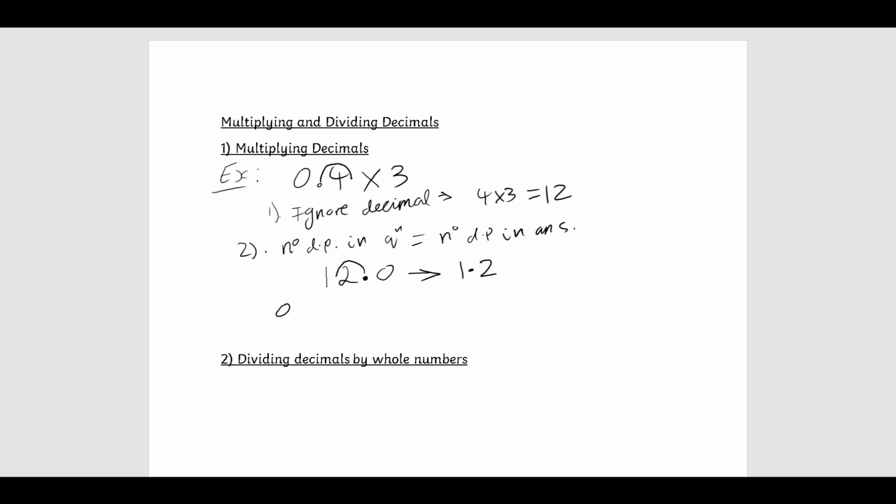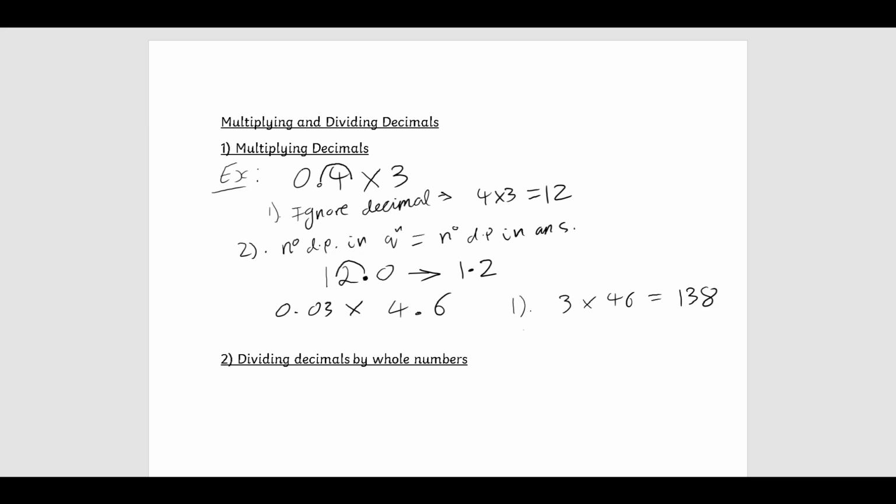Let's try another one first. If I have 0.03 times, let's try 4.6. So first of all we would ignore the decimal point, so that means I would do 3 times 46. Now that is going to be 120 and 18, 138.